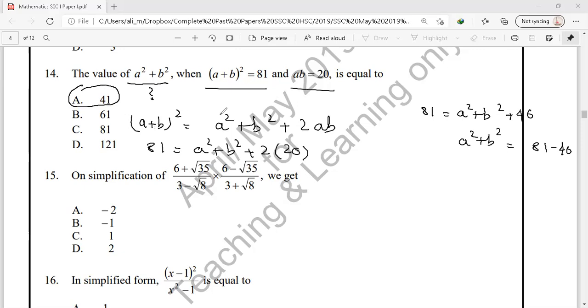So let's solve another question from the same year, question number 15. We have to simplify this expression, (6 plus square root of 35) and (6 minus square root of 35) over (3 minus root 8) into (3 plus root 8).